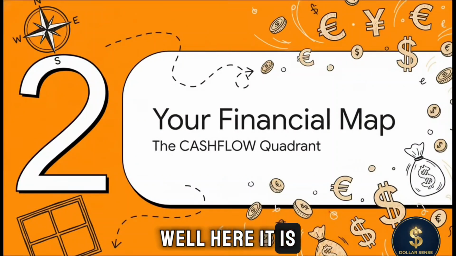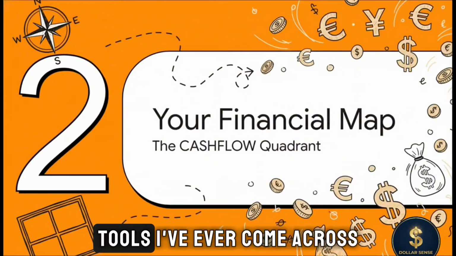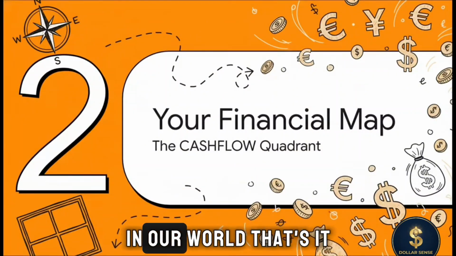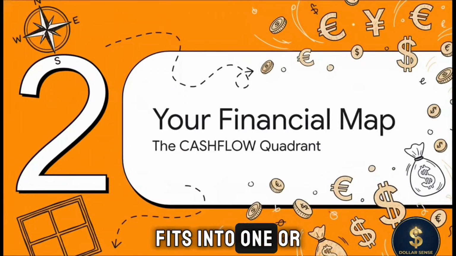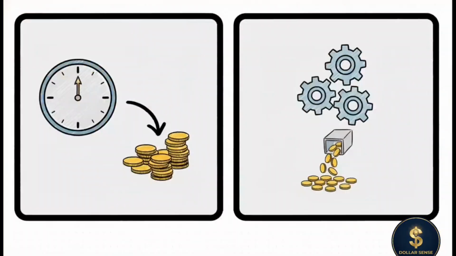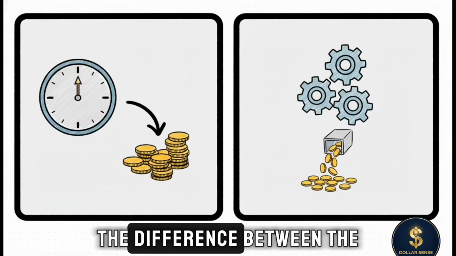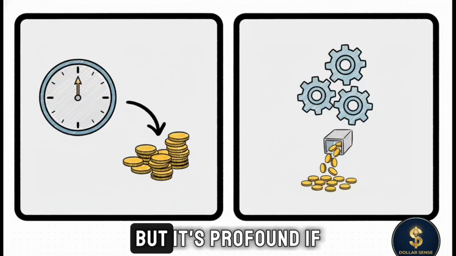Well, here it is. This is the Cashflow Quadrant. And honestly, it's one of the most powerful and simple tools I've ever come across. It shows the only 4 ways that money can be earned in our world. That's it. Every single person who earns an income fits into one or more of these 4 squares. Now look closely. The real secret here is understanding the difference between the left side of this thing and the right side. It's simple, but it's profound.